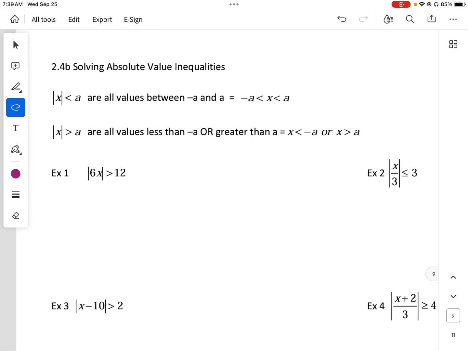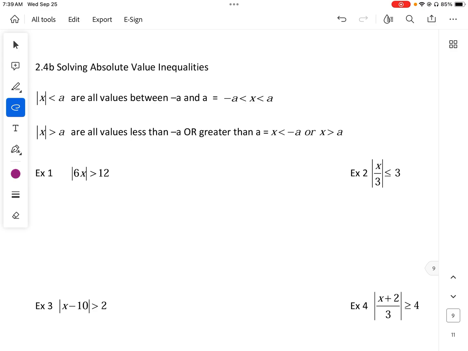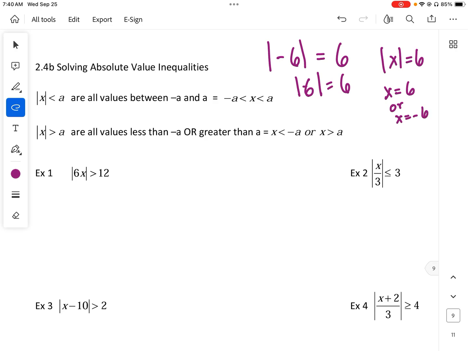Let's look at the next section, solving absolute value inequalities. So whenever we have an absolute value, if we are doing like absolute value of -6, it equals 6, okay? But also absolute value of +6 equals 6. So what we have to say is that if we have the absolute value of x equals 6, x could equal 6, or x could equal -6.